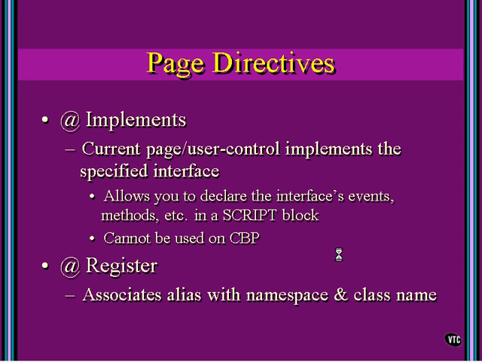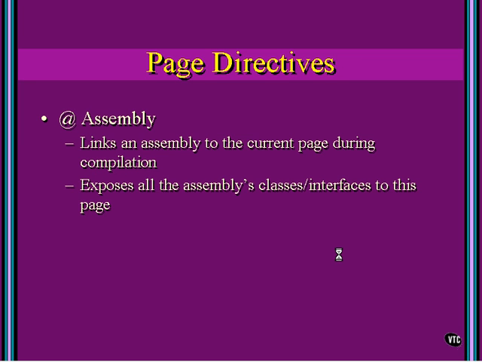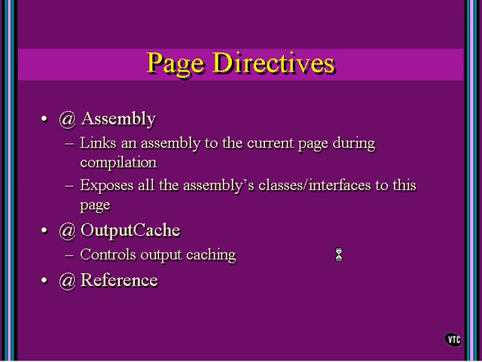The @register page directive will associate an alias with a namespace and a class name so that you can use different ones on different pages and so forth. @assembly links an assembly to the current page during compilation. Now, assembly is one of those .NET things. An assembly is like a building block. It's one of the smallest building blocks you can use in a .NET framework application. But we can tell our page to link to this assembly so that we can use that assembly's classes and interfaces on this page, and also during compilation to make sure you include that one as well because we need to use it.